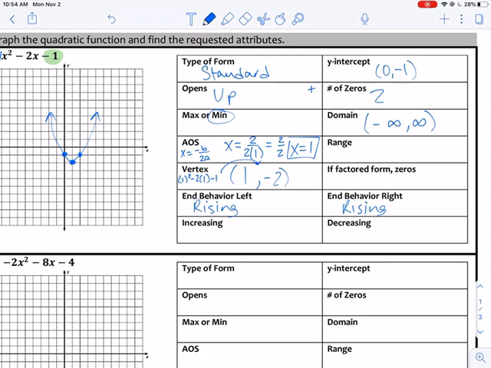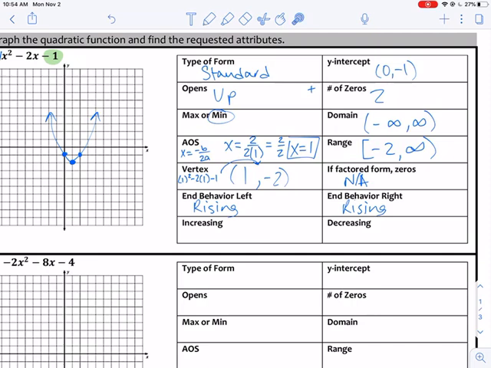Okay, so that means that my range is going to start at our lowest y value, which is the y value of the vertex here of negative 2, and then it's going up, so we've got to meet it at infinity. It's not in factored form here, so we can just say, nope, not applicable.